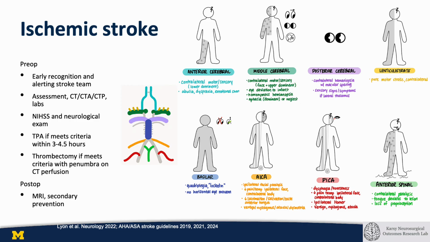So whenever we're looking at a stroke pattern, if someone has a deficit in their face and a contralateral problem in their arms and legs, I think of a brainstem AICA or PICA stroke. An anterior spinal artery stroke would cause paralysis of the tongue, as well as contralateral paralysis.